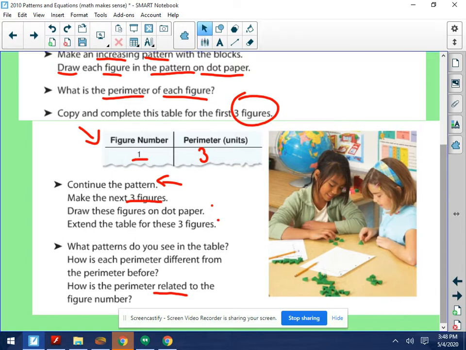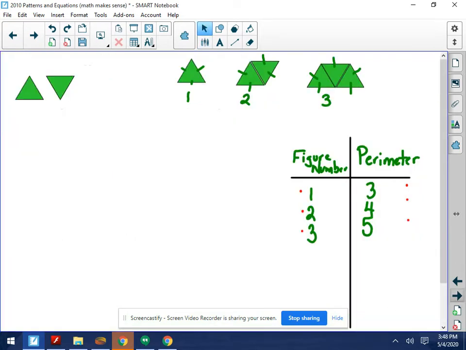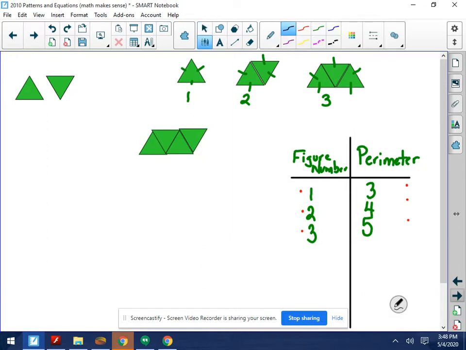Okay, so let's draw or create the next 3 figures. So figure 4 would look like this. That's figure 3. That's what figure 4 would look like. So figure 4 has a perimeter of 1, 2, 3, 4, 5, 6.